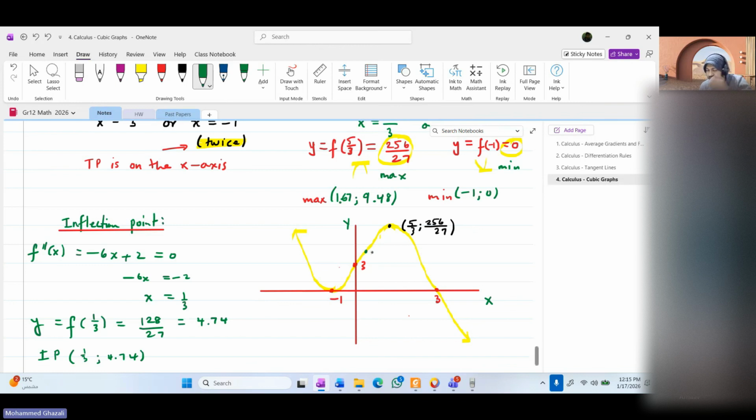I'm just writing IP there to represent the inflection point, and you can see the inflection point is written down here. And that's my cubic function. Does that make sense, guys? Or not? We good? Yes.